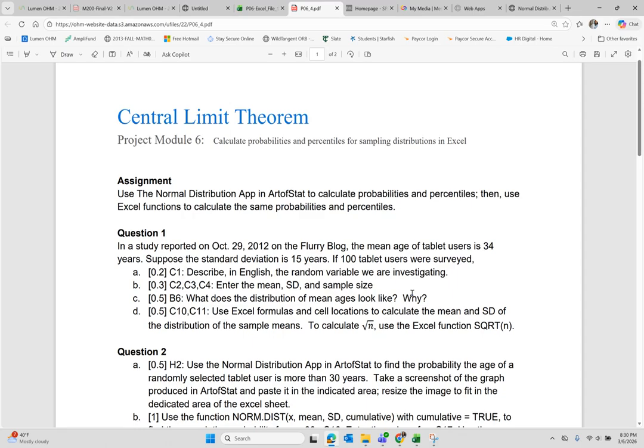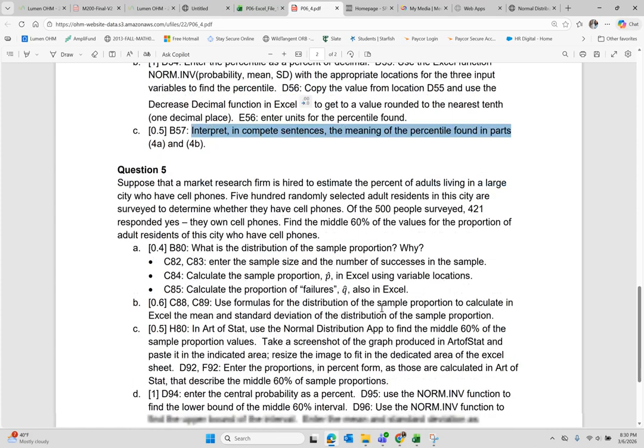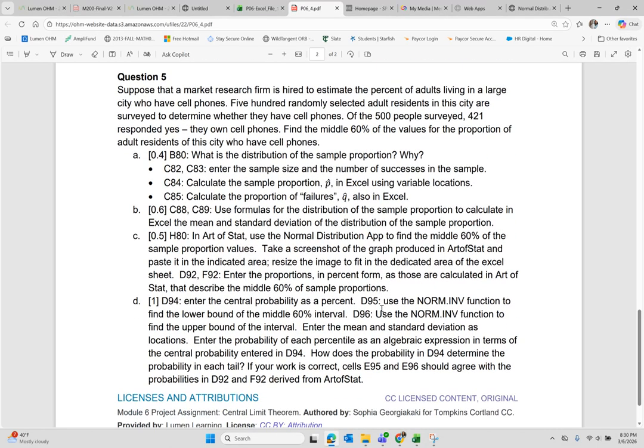This is the last video for our Excel project for Module 6, which pertains to the central limit theorem. We have covered questions 1 through 4, and we are about to complete question 5. Question 5 is a scenario for the population proportion.